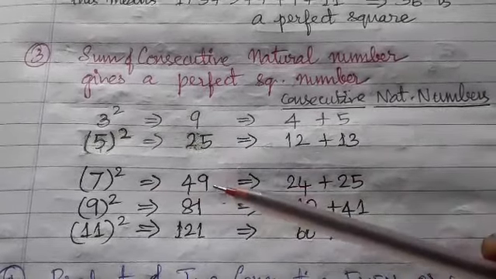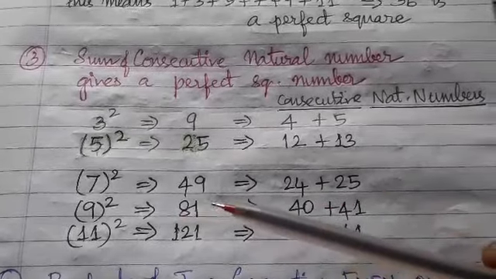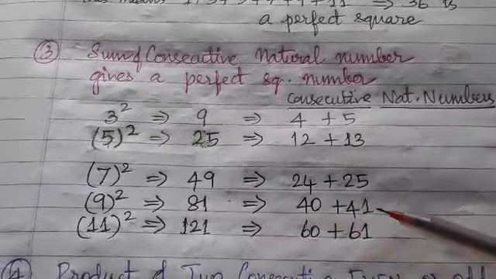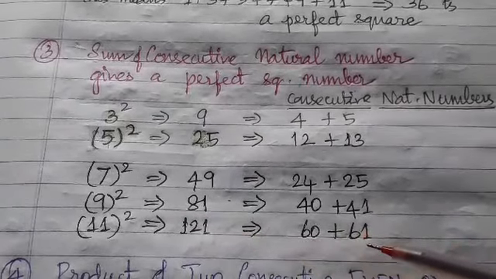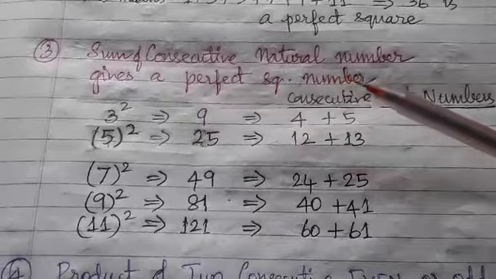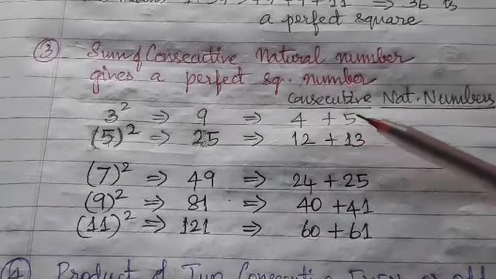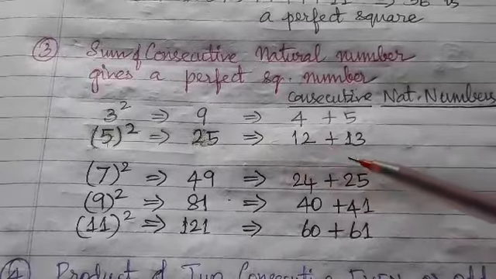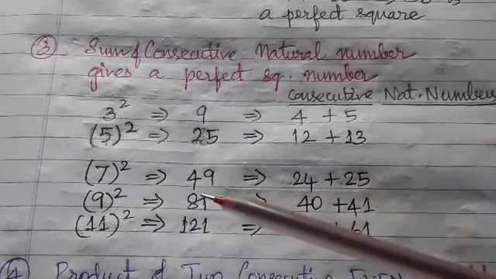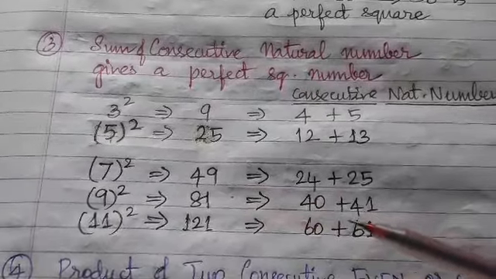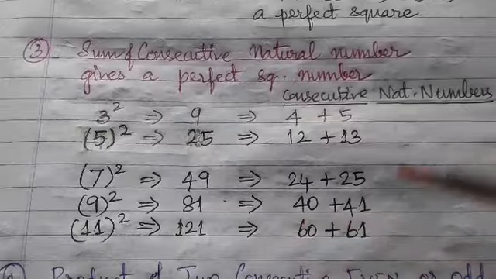7 square is 49, which is 24 plus 25. 9 square is 81, which is 40 plus 41. 11 square is 121, which is 60 plus 61. You see, the sum of consecutive natural numbers gives a perfect square number. 4 and 5 give you 9. 12 and 13 give you 25. 24 and 25 give you 49. 40 and 41 give you 81. 60 and 61 give you 121. Like that, so many numbers are there.